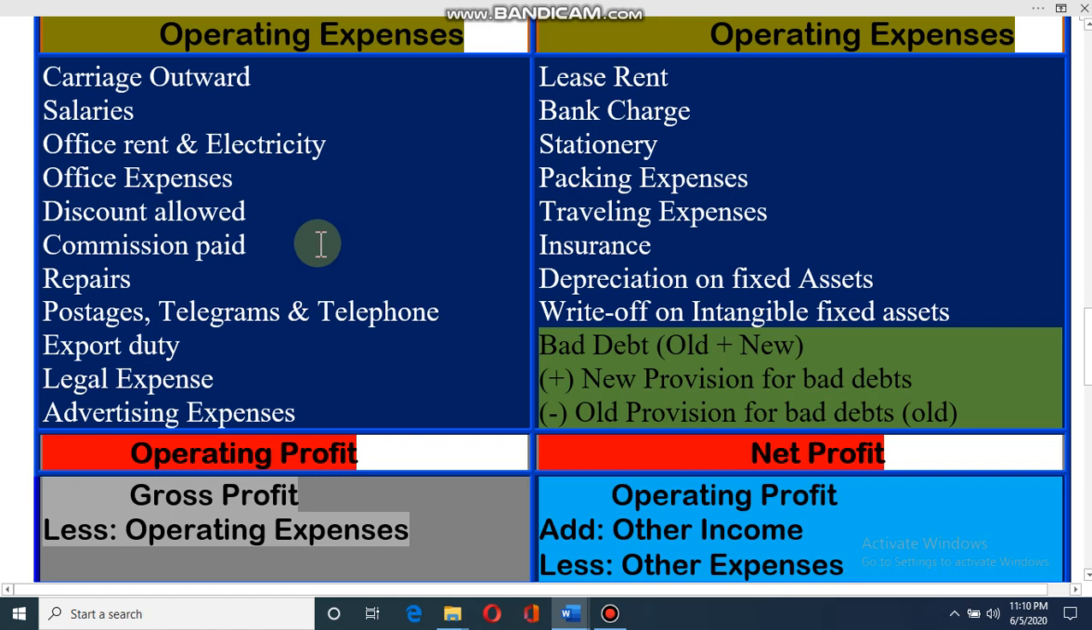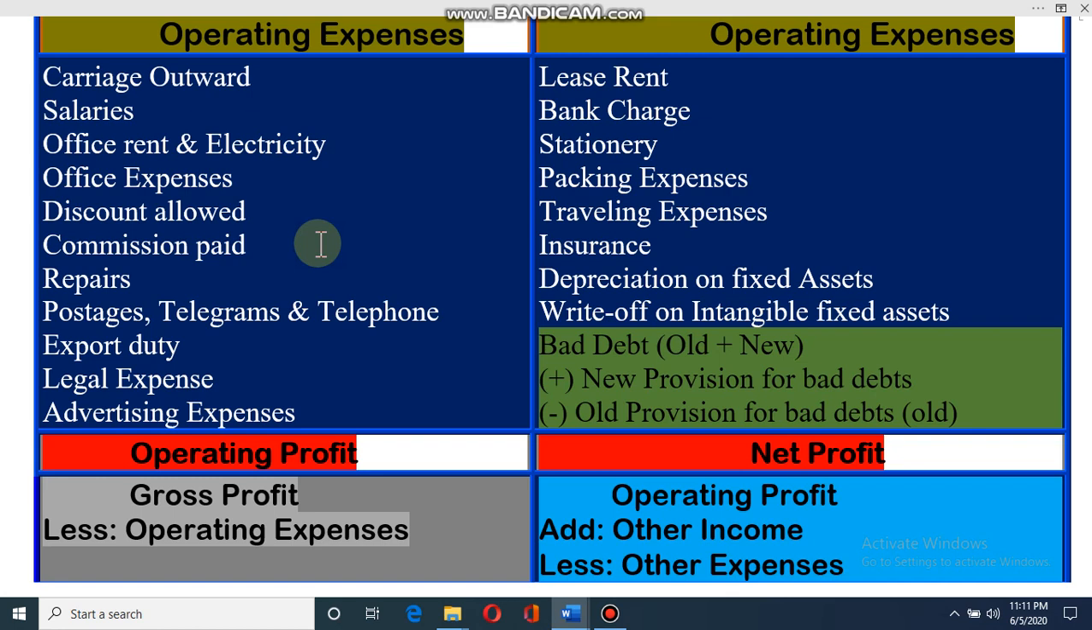Dear student, you know, to run the business, whatever expenses are incurred, those are operating expenses. Last class we discussed some direct expenses which are directly related to production, that are included in cost of goods sold. Now we will discuss some expenses which help to run, that means operate, the business. That's why they are called operating expenses. All of these are indirect expenses, that means this type of expense is not related to purchase or production.